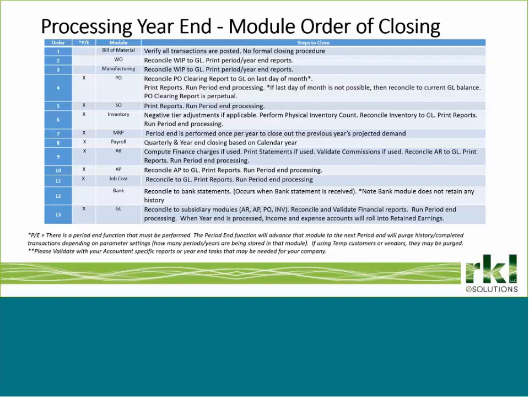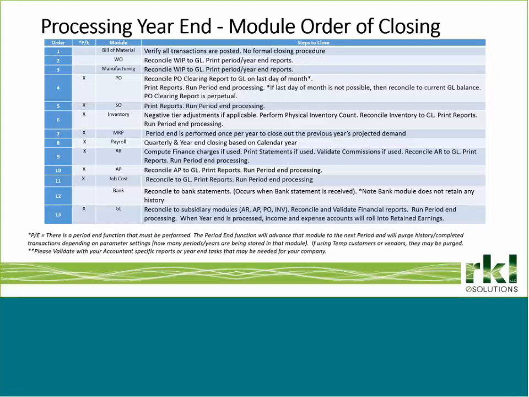For example, the first three on this list, bill of material, work order, and manufacturing, there's no actual period end routine, but what you do want to do is make sure that you've posted all journals and registers in those modules before you start reconciling your other modules, because if you have an unposted production entry, that affects your inventory. So if you find that after the fact, now you've got to go re-reconcile your inventory and your general ledger again because now your numbers are going to change.